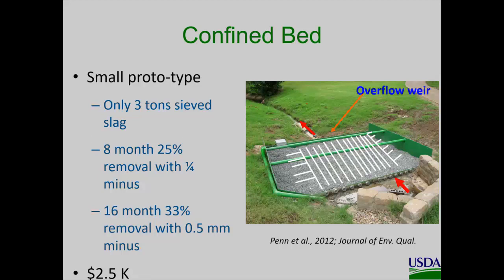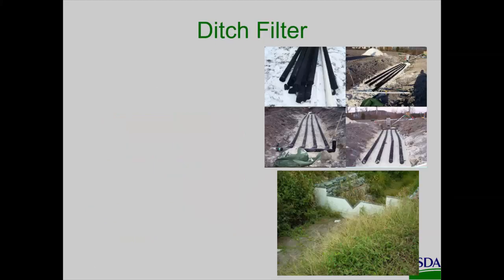Then we cleaned it out and replaced it with a slag material that was smaller in particle size, 0.5 millimeter minus, sorry for the metric. And it removed 33% of the 16-month load. Building the structure initially cost about $2,500, and then replacing it, refilling it hardly cost anything at all. Once they're built, you just replace the media.